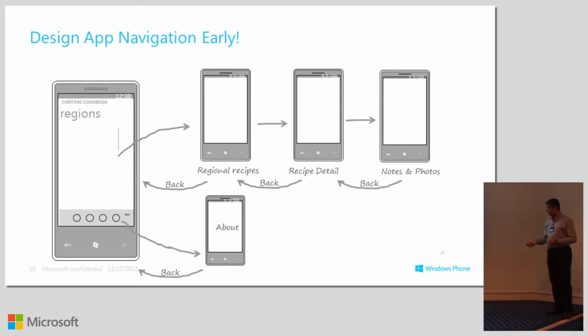If you see here on the Windows Phone, we have a hardware back button, which the users will use to navigate back in your application. And that's something that you need to tie into, because the users, when they press the back button on the home page of your application, they expect to go back to the start screen.